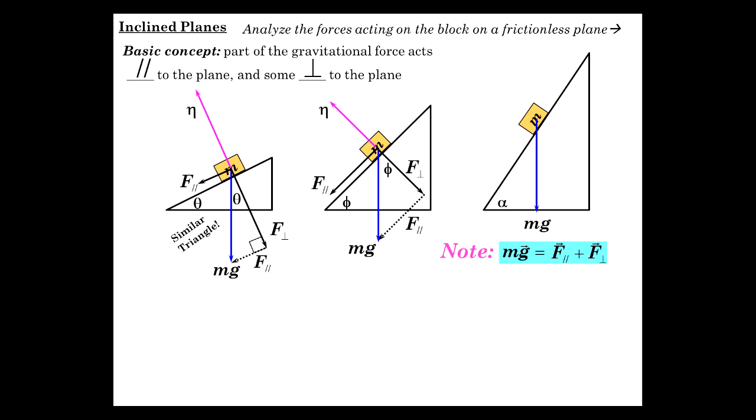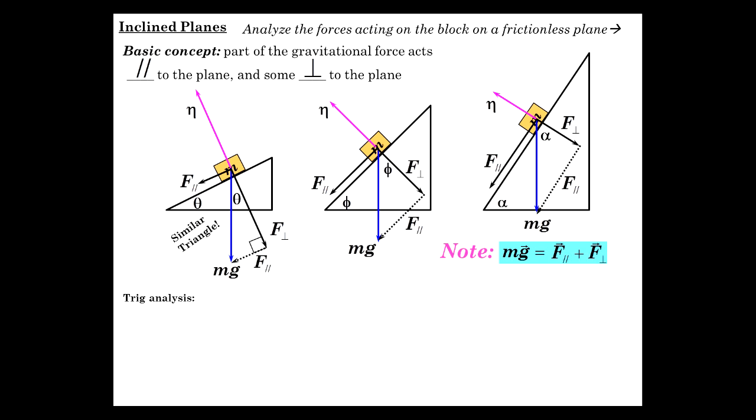Finally, we have mg, and we have a relatively small perpendicular force and a relatively large parallel force. There's the normal force, which is the same size as the perpendicular. And we have alpha, that angle. And there are the two components added together to give mg.